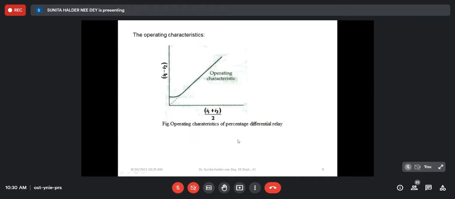This is frequently asked in examinations: draw the operating characteristic of the differential relay and explain it. In that case, you have to explain this controlling torque of the spring. Okay, do not just draw this and leave.